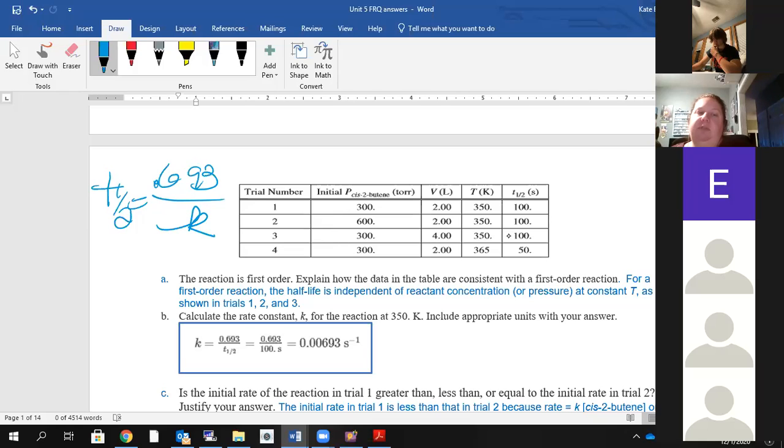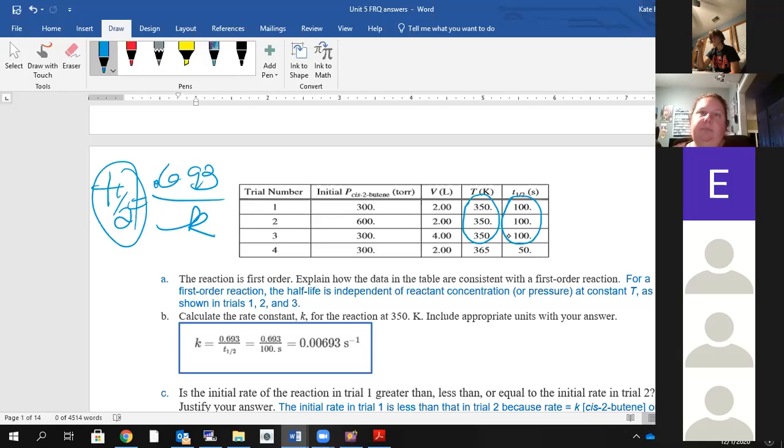So first order reactions, they don't care what else is going on in your reaction. All they care is that it's a first order reaction, and that half-life is going to be the same no matter what initial concentration, or for this case, pressure, because we're talking about gas, we start with. As long as that temperature is constant, which means that my K value is constant, it means my half-life is constant.